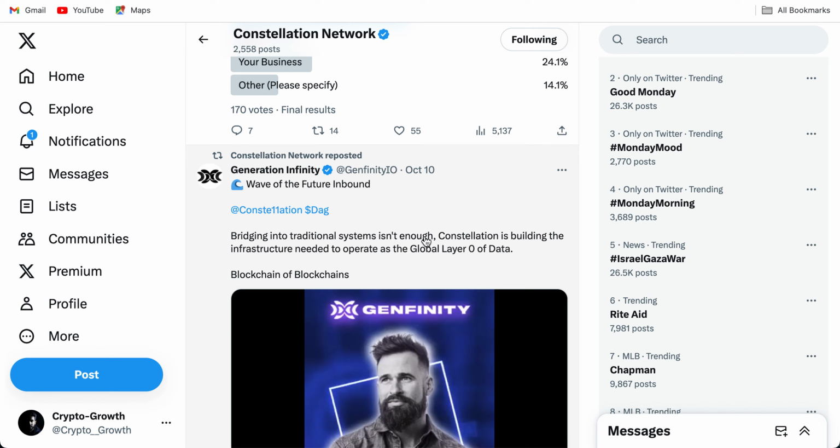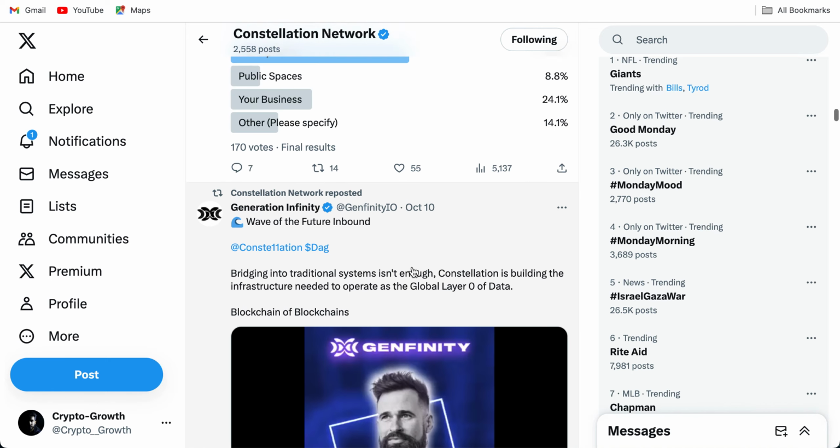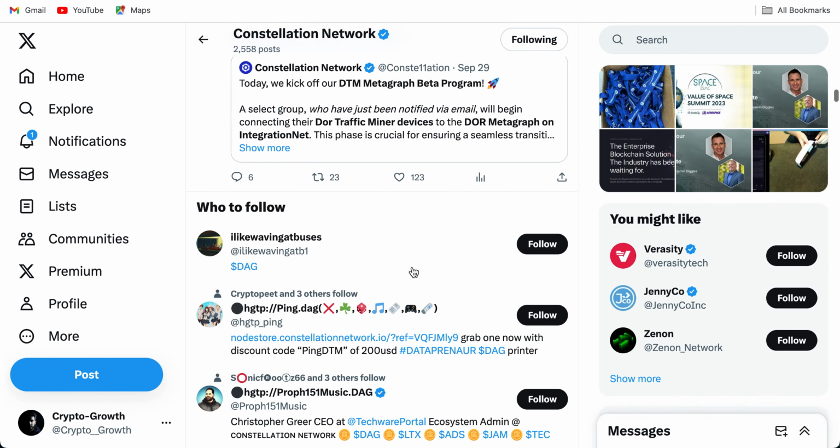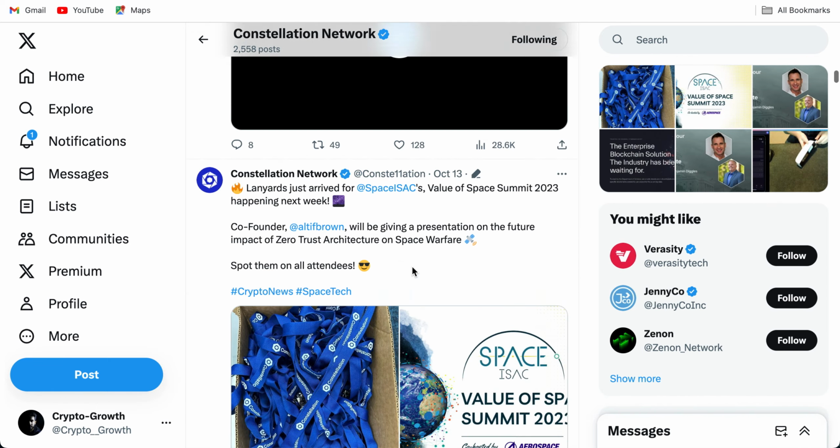but that isn't enough. Constellation is building the infrastructure needed to operate as the global layer zero of data. It is the blockchain of blockchains. They're saying it is the future. How is it the future? Let us check this art piece as well.